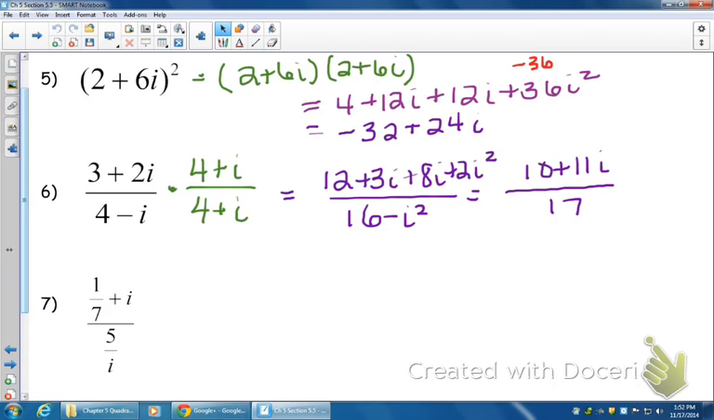in the numerator, 12 plus 3i plus 8i plus 2i squared. Again, remembering i squared is negative 1, times 2 is negative 2. 12 minus 2 is 10. And in the bottom, when I went to FOIL, I knew the 2 middle terms would cancel, so I didn't do that part because they're conjugate pairs. So we get 16 minus i squared. Again, i squared is negative 1. Negative negative 1 is a positive 1. 16 plus 1 is 17.